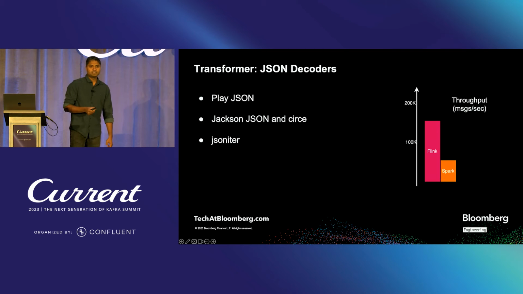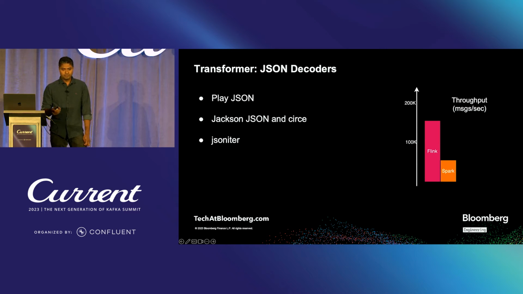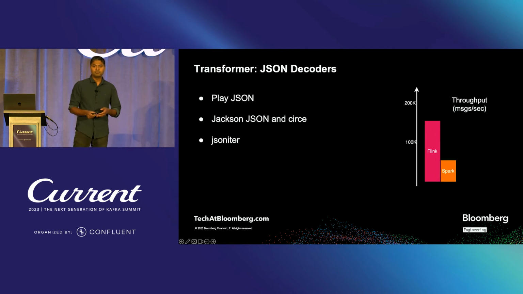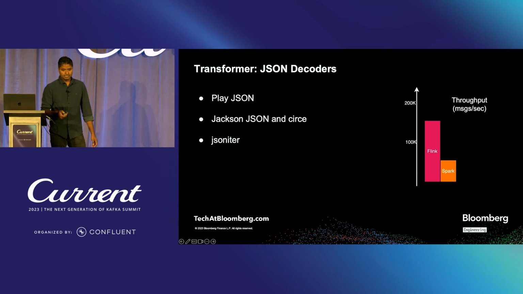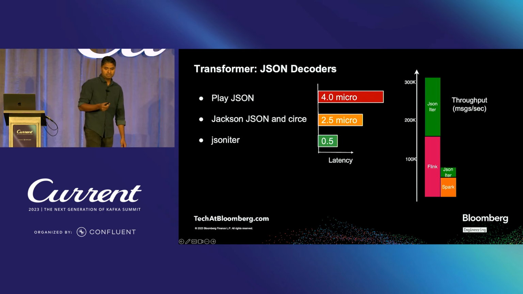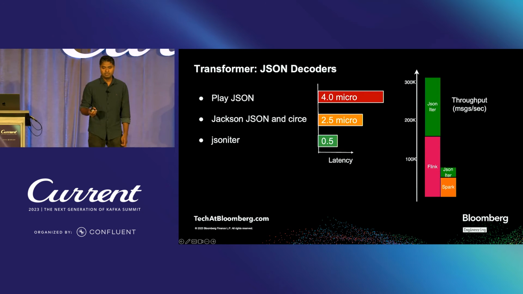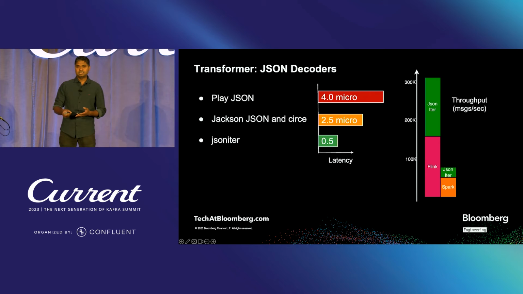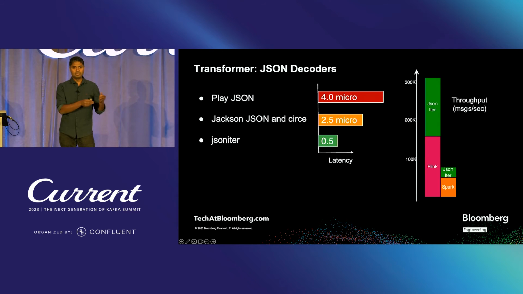All of our Kafka topics use either JSON or Avro encoding for messages. For this particular test and experiments, we just chose JSON. We observed that simply switching decoder libraries from one to another, we were able to get some significant performance improvements. We tried out a few different decoders. We found out that Jackson JSON and Circe were performing better than PlayJSON, and the JSON ID library was performing much better than all three.